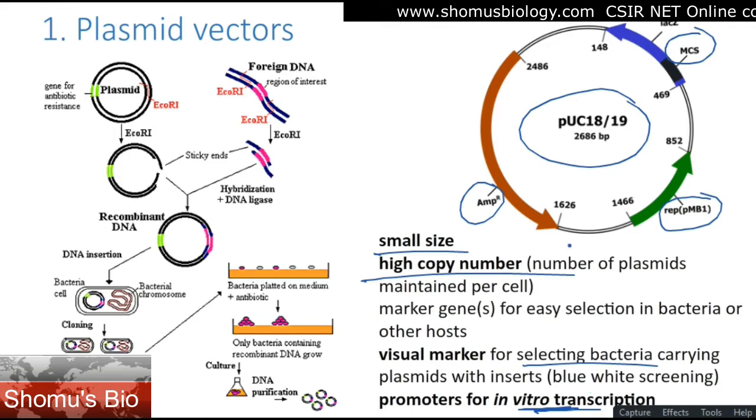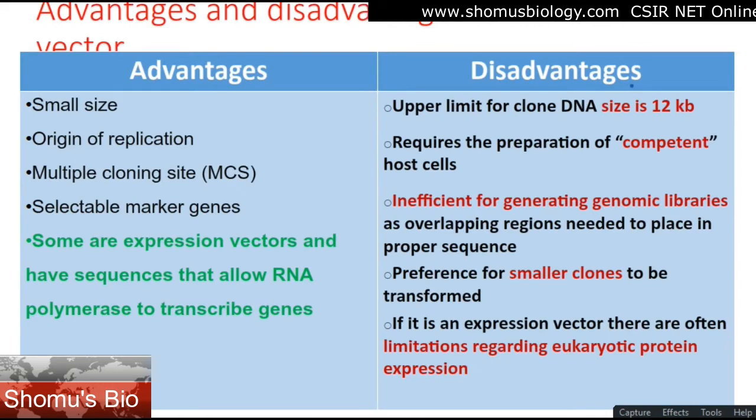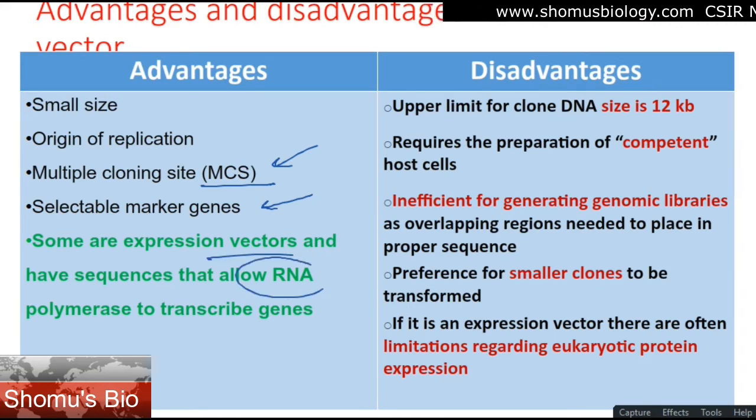That can be done with the help of the plasmid vector, keeping that in mind. So advantages: small size, origin of replication, multiple cloning site of our choice can be provided. Selectable markers and visible markers are possible. Some are expression vectors, so we can use them to transcribe into RNA and translate that RNA into respective proteins.